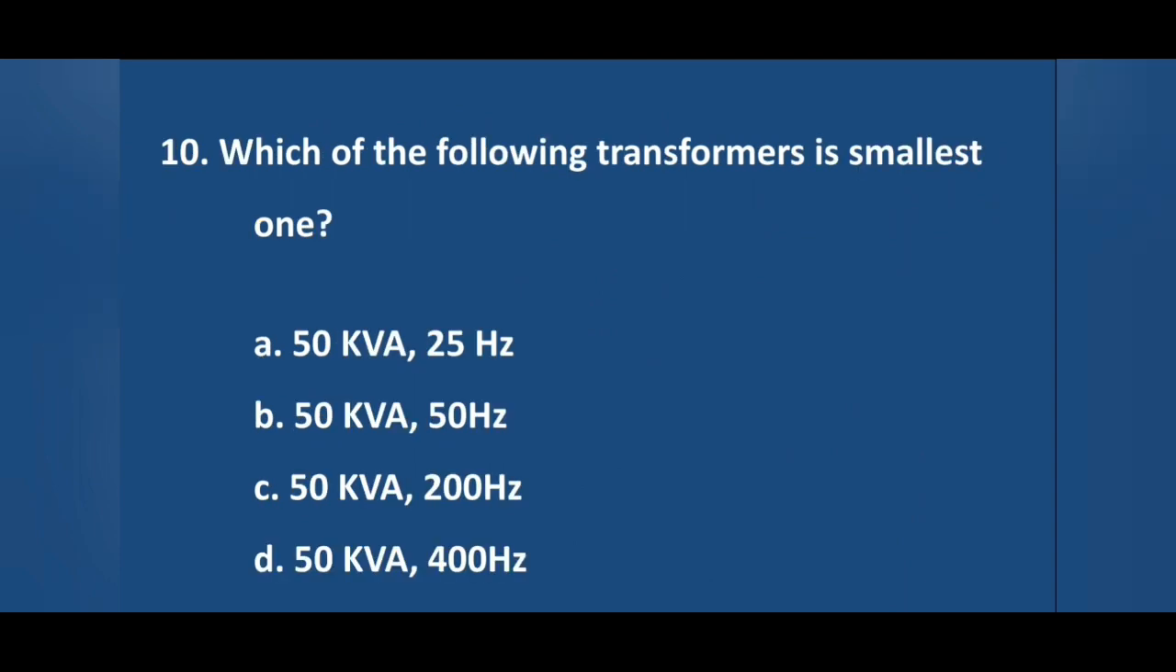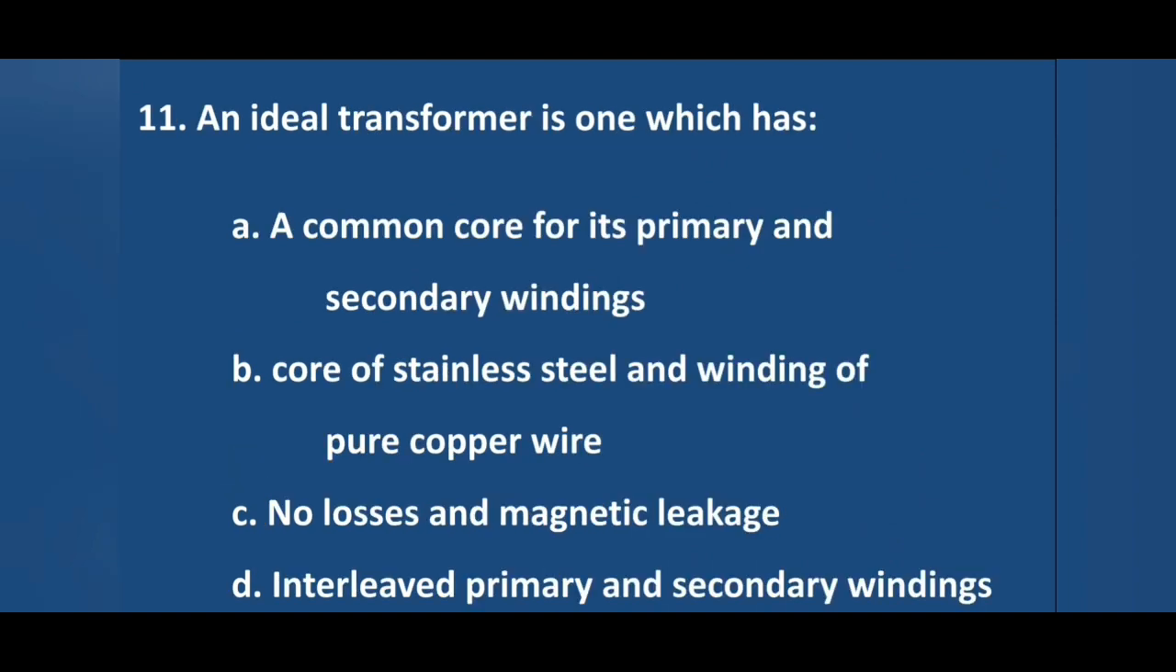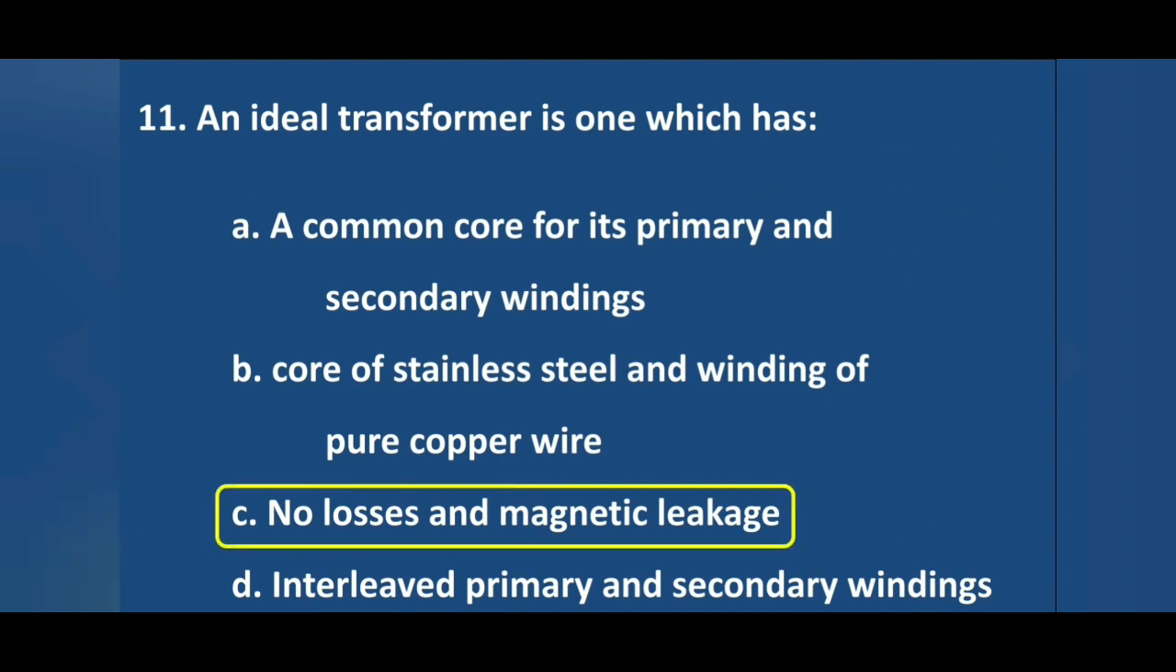Question number 10. Which of the following transformers is smallest one? Answer is option D, 50 kilovolt ampere and 400 hertz. Question number 11. An ideal transformer is one which has. Answer is option C, no losses and magnetic leakage.